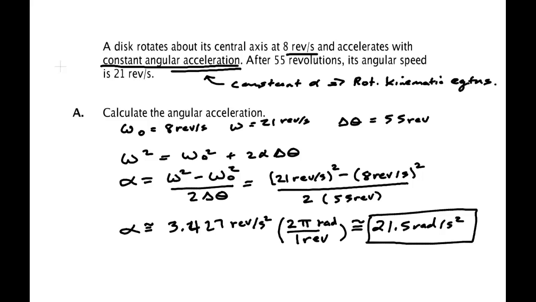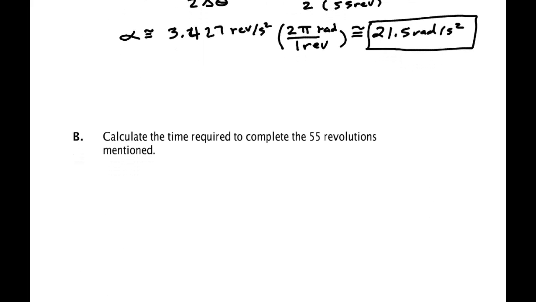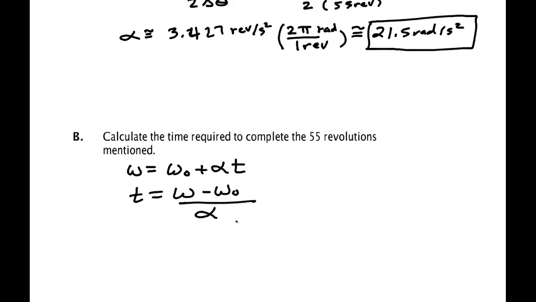I'm then asked in part B to calculate the time required to complete 55 revolutions. Well, the final angular speed is equal to the initial angular speed plus the angular acceleration times time, one of the kinematic equations. Therefore, time is the final angular speed minus the initial angular speed divided by the angular acceleration. Now here's the case where it's actually convenient to have kept this alpha in revs per second squared, since my omegas are in revs per second.